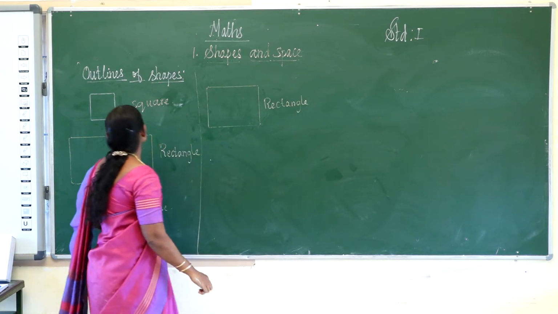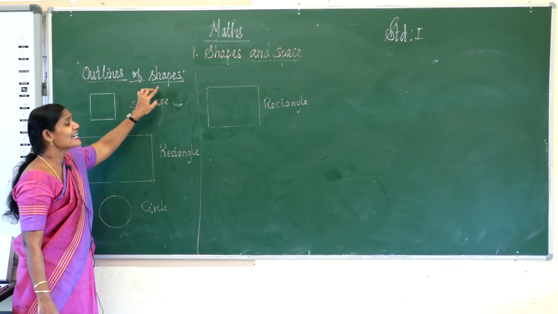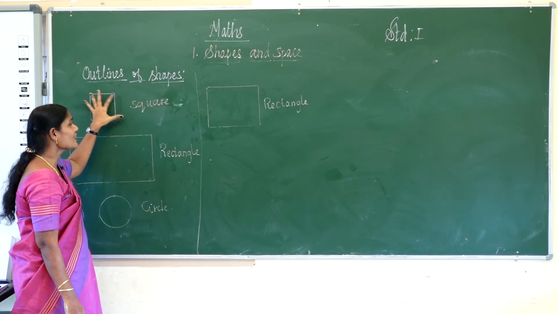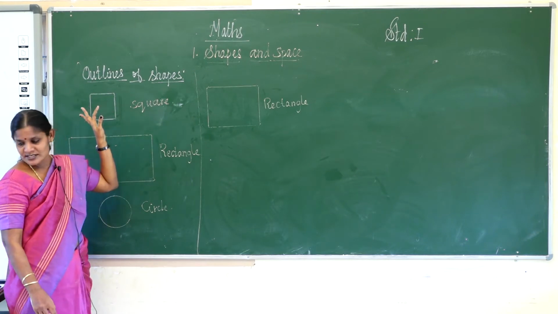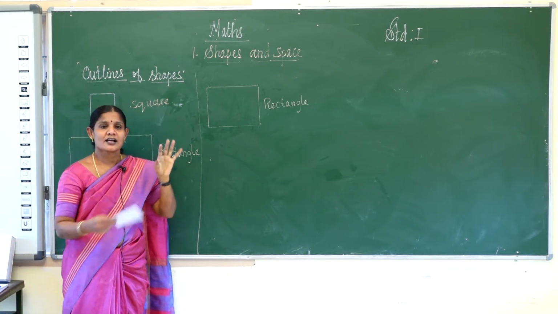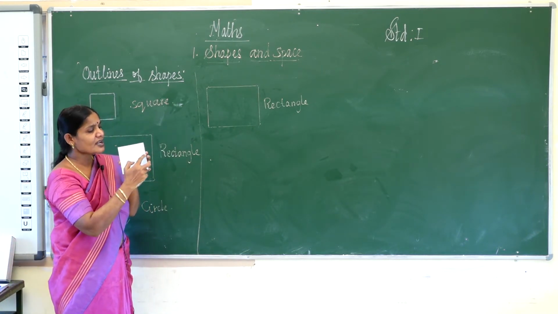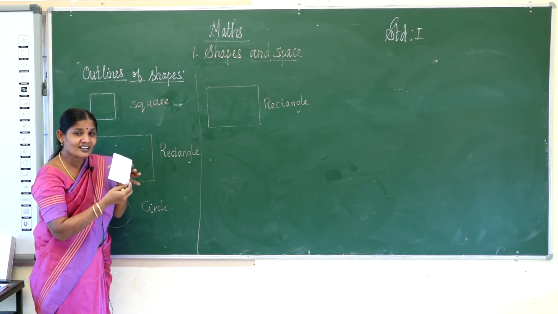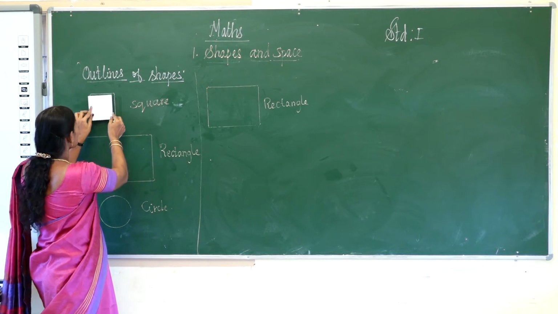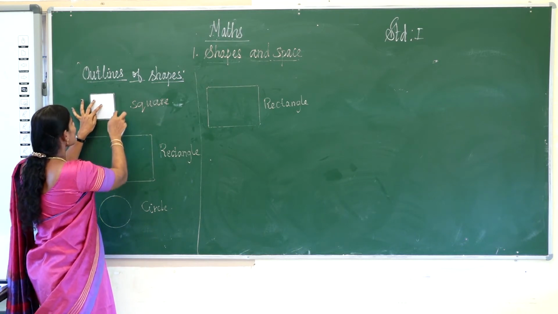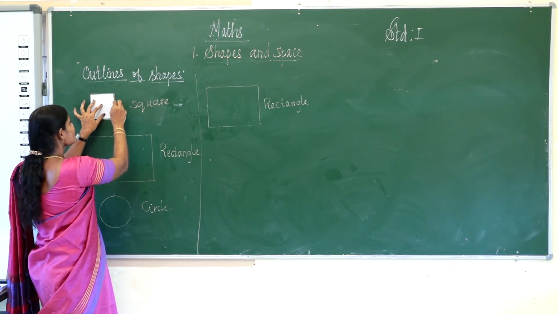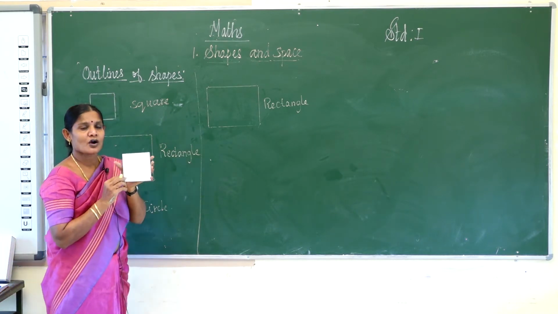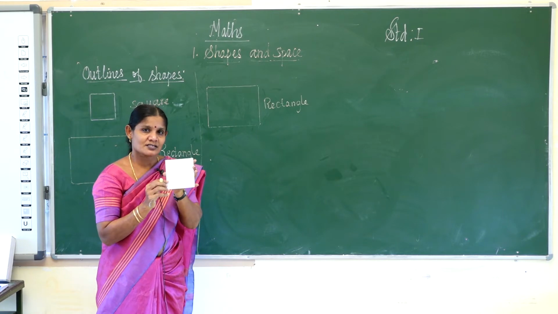Okay, so outline of the shapes we can see. So first we take one card. What is the card? This card is the, what is the shape? This is the square shape. You take your rough note and take a pencil, then you put the card in your note and draw the outlines. 4 sides you draw the outlines. Okay, what is the shape of the card? The shape of the card is square.